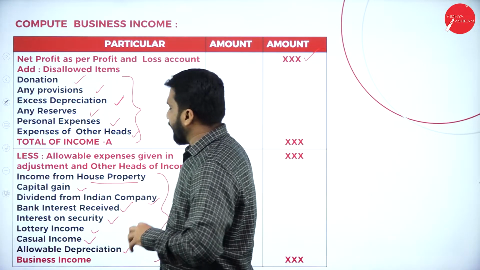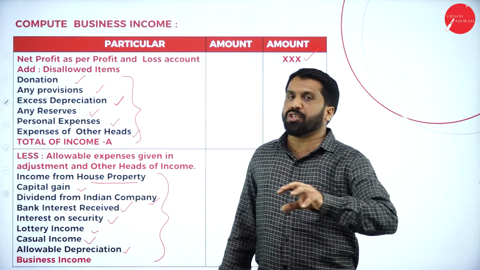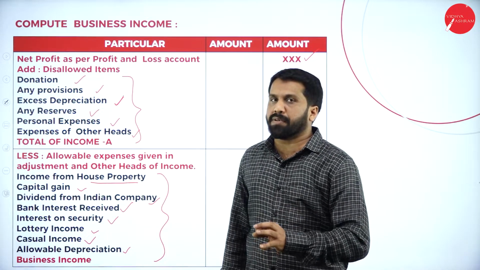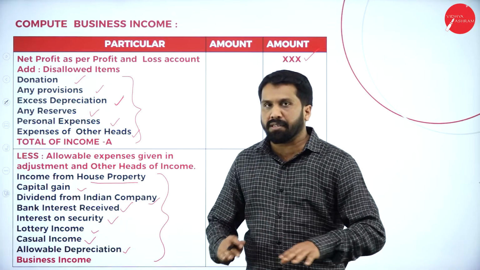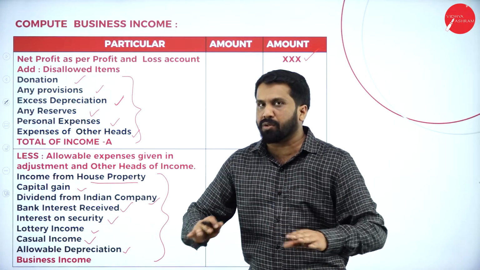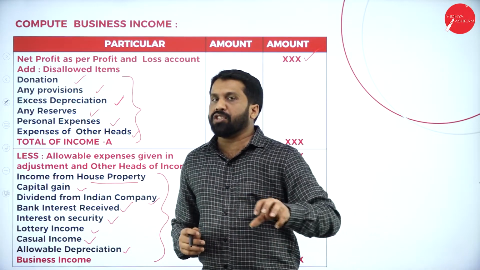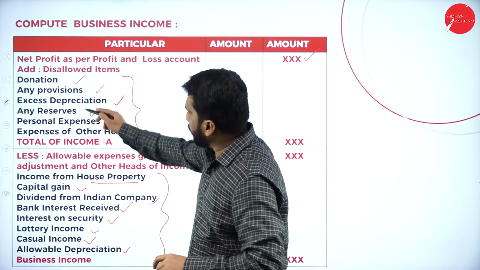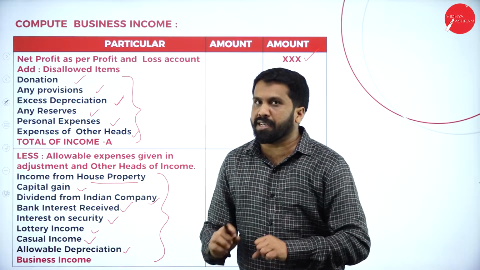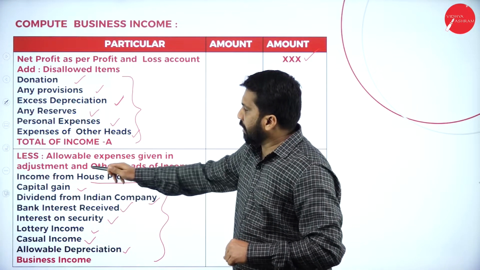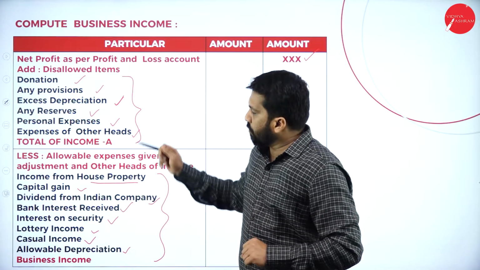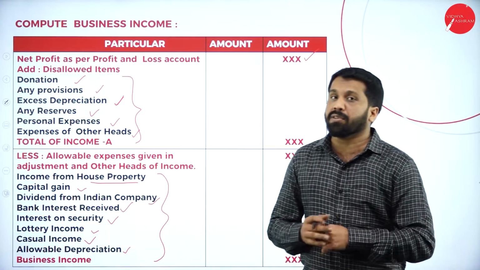Allowable depreciation, as I told you, any depreciation as per accountancy, take it here. Any depreciation as per income tax, take it here. Clear? So, no need to minus whether it is excess or deficit. No, nothing to worry. Depreciation as per accountancy, write it in the disallowed items. Depreciation as per income tax, write it under your allowable expenses. Clear? Yes.